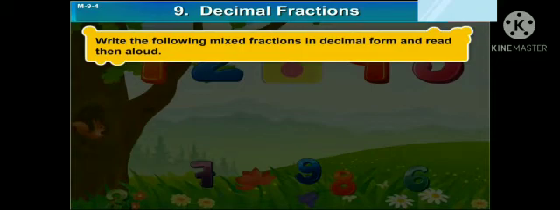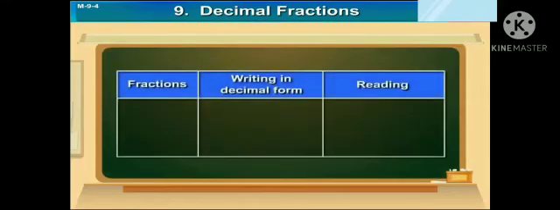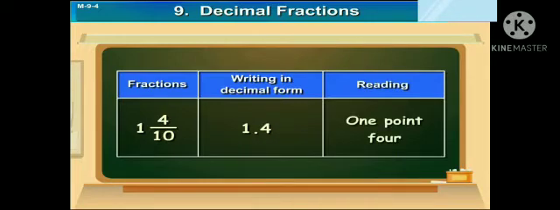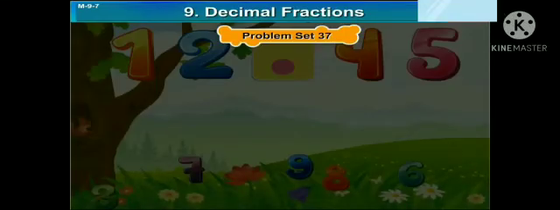Let's start with our problem set 36. The first question: write the following mixed fractions in decimal form and read them aloud. The fraction is 3 9/10. How do we write it in decimal form? 3.9. And how do you read it? 3.9. The second question is 1 4/10. How do you write it down? You will write 1.4. And how do you read it? 1.4.